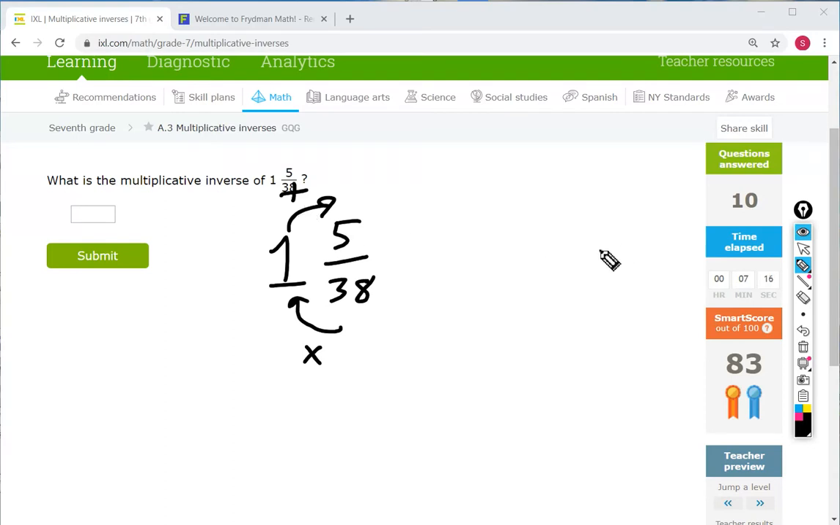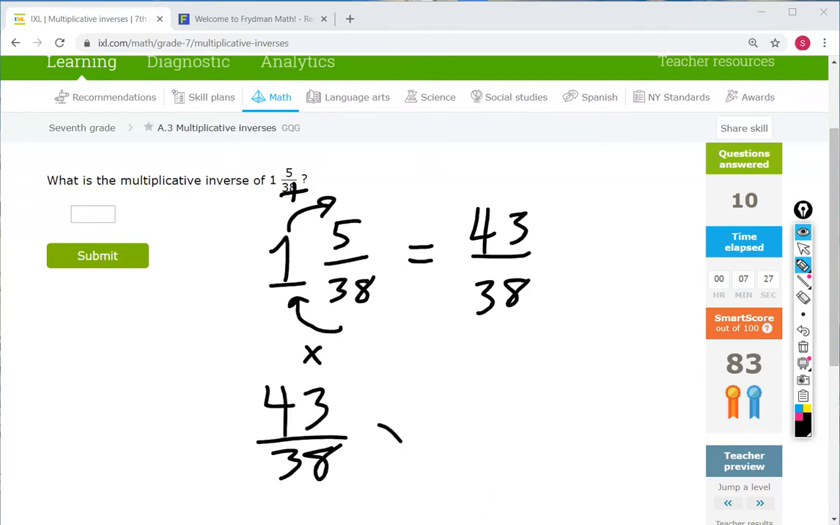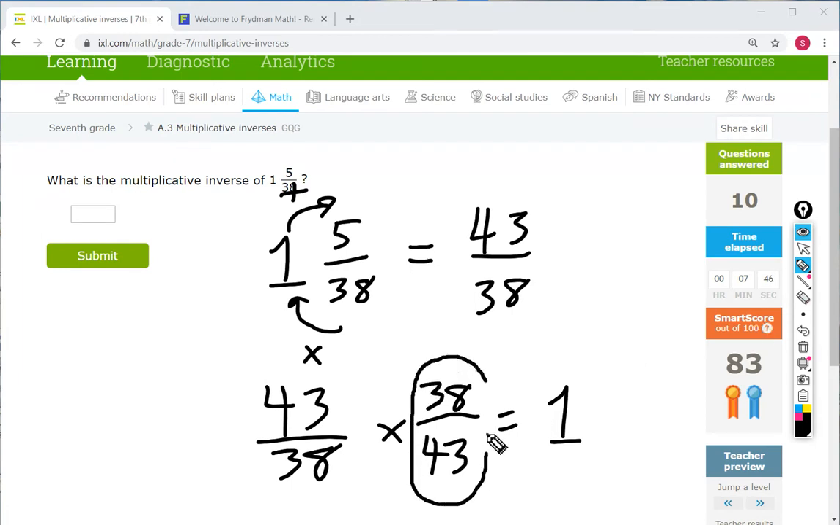So this mixed number is equal to 43/38. So now the question is really 43/38 times what is equal to 1? And again, to find the answer to that, we just take the reciprocal of 43 over 38, and that would be 38 over 43. Okay, so this is our answer over here.